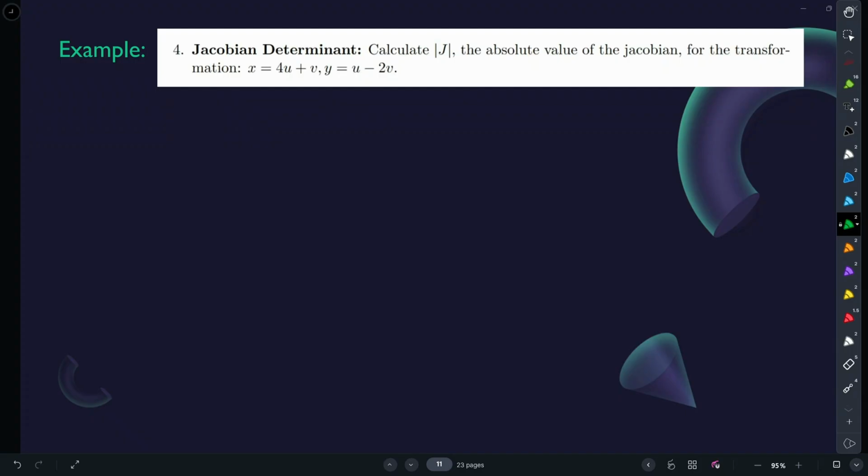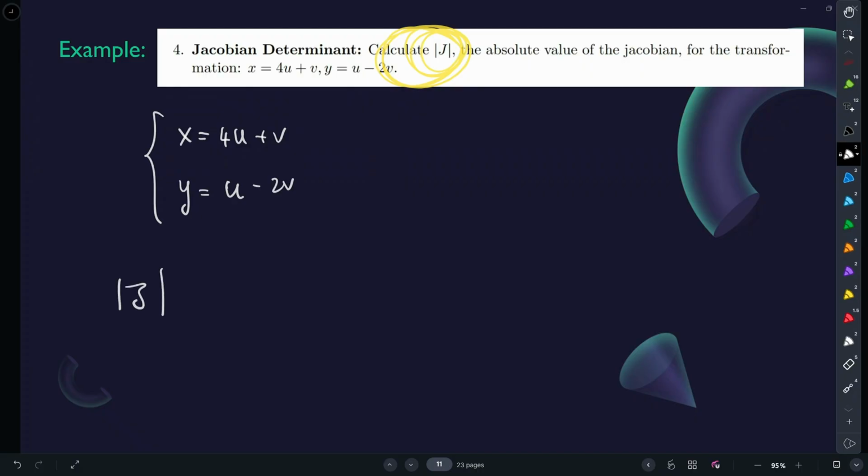Let me quickly compute another Jacobian. Here the transformation is x = 4u + v, y = u - 2v. By the way, to emphasize the point again, it's asking me to calculate the absolute value of the Jacobian, which is the quantity that goes in the integral when I actually do a change of variables. So I'm going to compute the Jacobian, but then don't forget the absolute value. The absolute value of the Jacobian will be the absolute value of whatever determinant I get here.